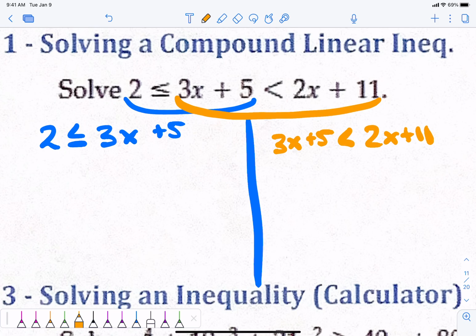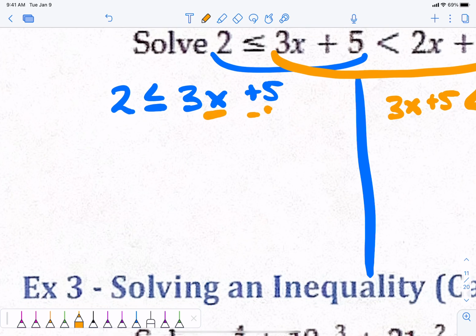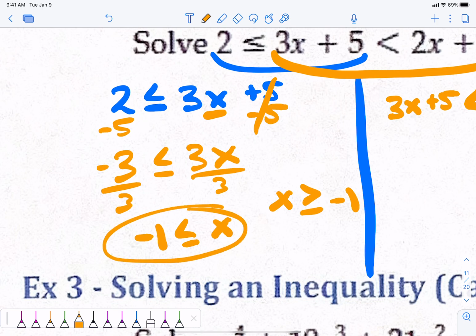So this first one, we're solving for x. We would get rid of the 5 first, so we would subtract the 5 from the other side, right? Negative 3 is less than or equal to 3x, and then we would divide by 3. So negative 1 is less than or equal to x. If you don't like the x to be second, this would say x is greater than or equal to negative 1. That's what it looks like flipped around. So either one of those answers is technically correct.